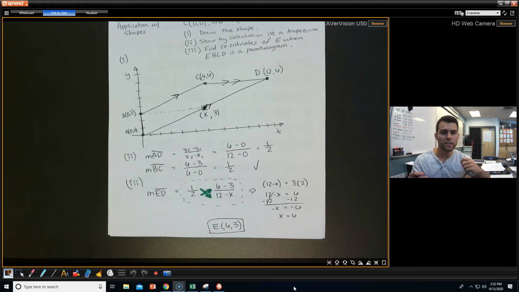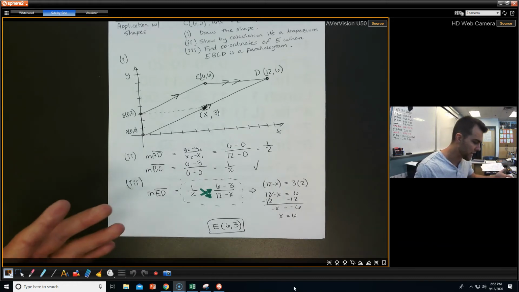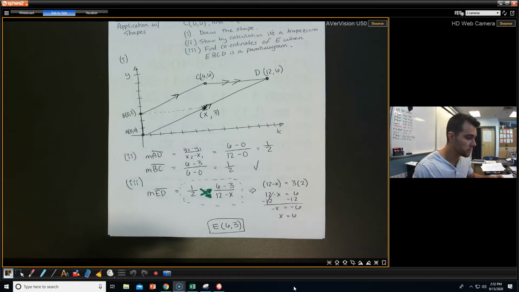Okay, so a lot of it is using these ideas in tandem and making sure you're able to bring them together in a critical thinking way. So that's really the hardest part. We know the gradient. We know the midpoint. We know the distance formula. Now, how do we use them? This is how we actually have to use them. Okay, so that's one of our examples.